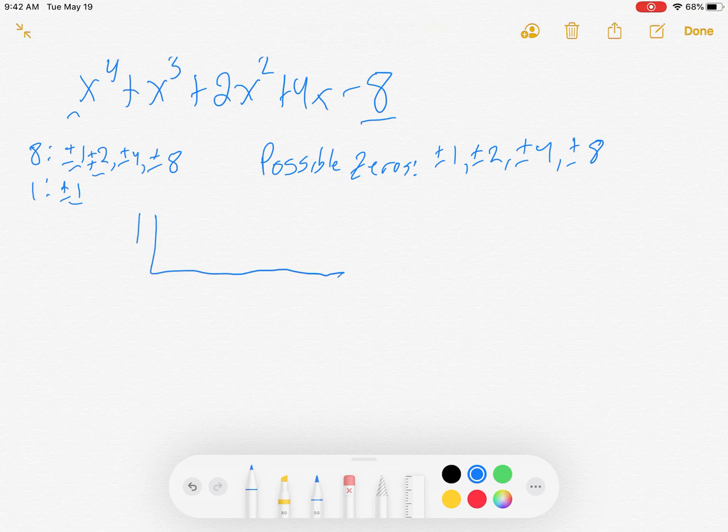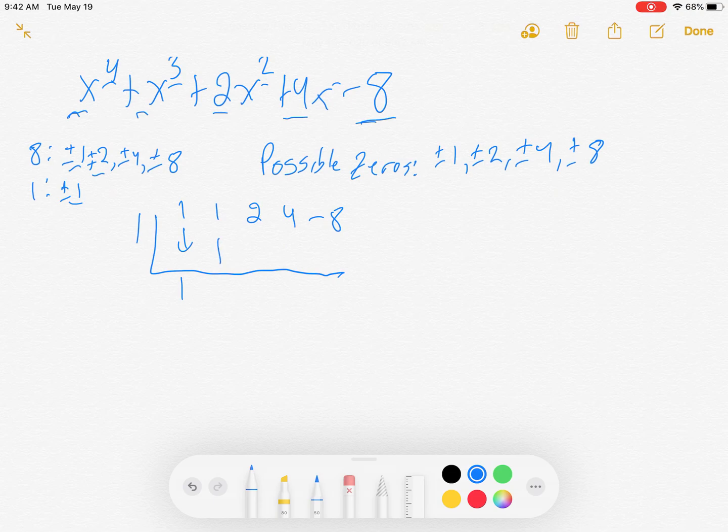So 1, I do the upside down divide bar. Now I write out each of these coefficients, making sure that the exponents on x do not miss. If they do miss, I need a 0. So when I say don't miss, that's 4, 3, 2, 1, 0. So therefore we got it. So I have 1, 1, 2, 4, negative 8. So I drop the 1 here first every time.